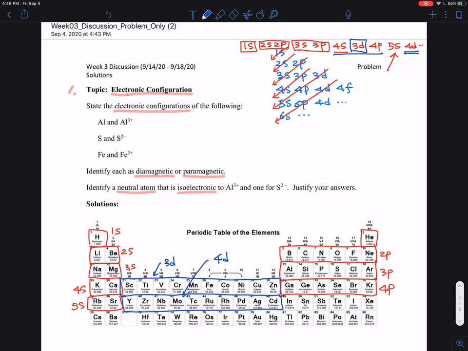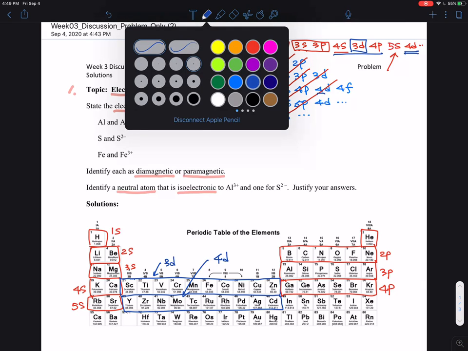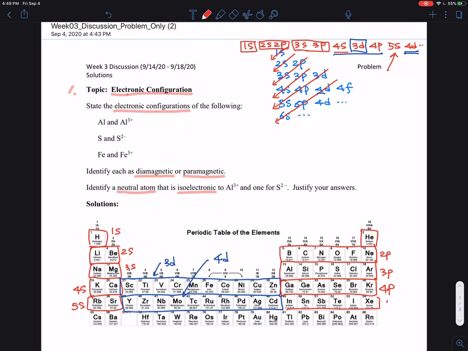If you guys can continue to do this: 4d, 5p. This is how 5p's are being filled up, and this is 6s, and then this is expanded upon, and that's why after 6s, where does it go? It goes here, this is 4f, and that's why you have a bunch of things here, and then the rest of them is going to be filled up.